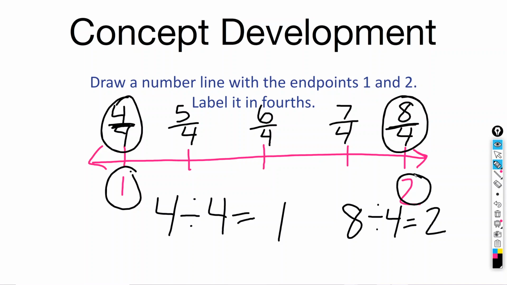Okay, so that's one way of thinking of it. Because if you have 8 pieces all together and they're divided into groups of 4, or shapes of 4, so if this were a shape, it would be 4 pieces. If you have 8 of them and each of them are divided into 4 pieces, you'll have 2 wholes altogether. Hopefully that helps put a visual with it a little bit.